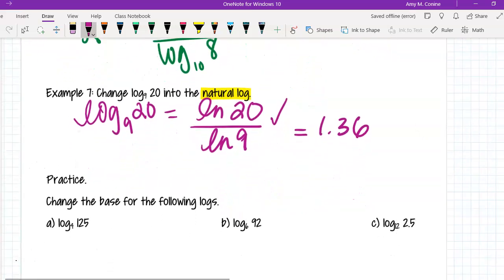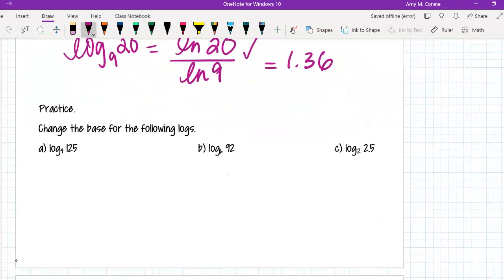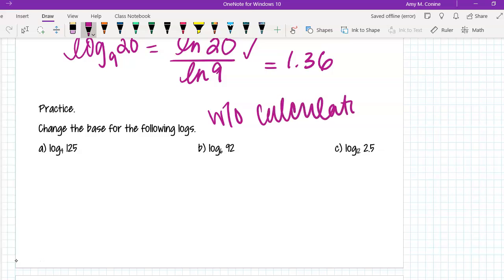I'm going to have you do these 3 practice problems on your own without a calculator, just so you can apply the formula and see what that looks like, and that'll be the end of the video. Okay, so go ahead and do A, B, and C now.